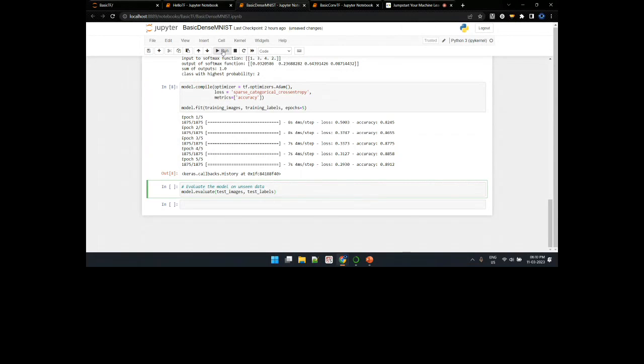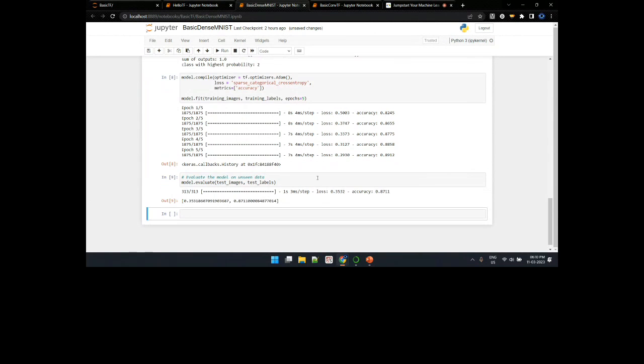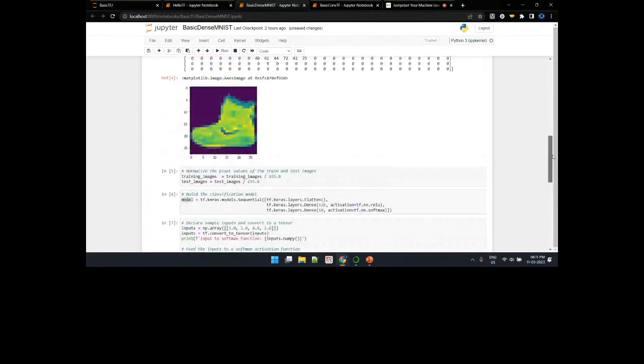Now let me try and test it on some unknown data. On the unknown data, it gave me an accuracy of 87%. That means it is 87% capable of finding out whether it is a shoe or a t-shirt or whatever it is. So here you can see the power of TensorFlow and the power of machine learning. Within a small span of time, with just a few lines of code, you can do things that humans do naturally. Machines can't do it naturally, but you can make them perform these tasks like classification, regression, all of these.